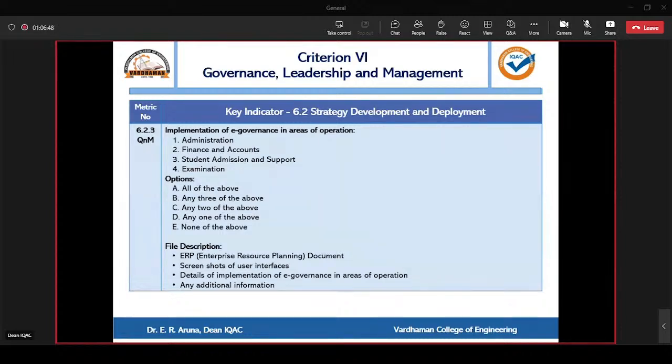All these e-resources must be listed in 6.2.3 as given in the format. One prescribed template is given. In that template, we have to fill all these details. At the same time, for each resource we are using, we have to provide the user interface description with one screenshot. And if you are buying these softwares, then that amount should be reflected in audited statements. These three are the evidences for this 6.2.3, which is a QnM.